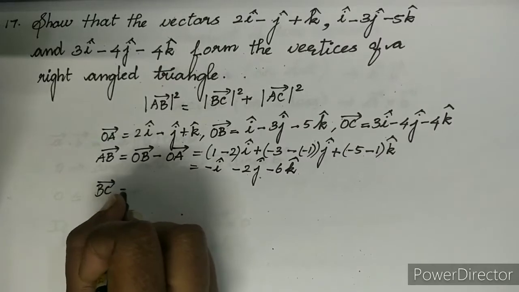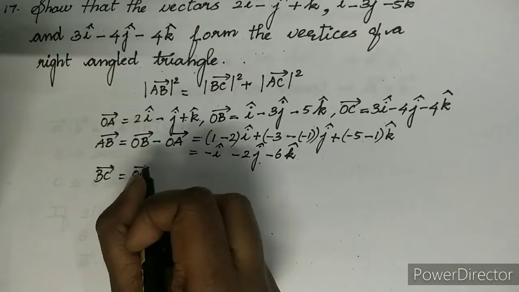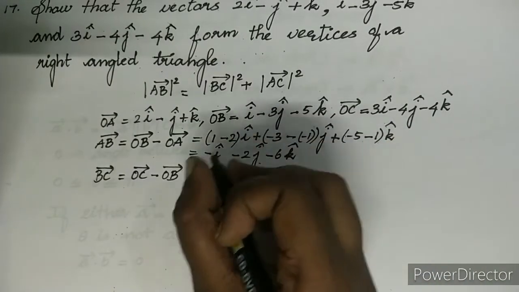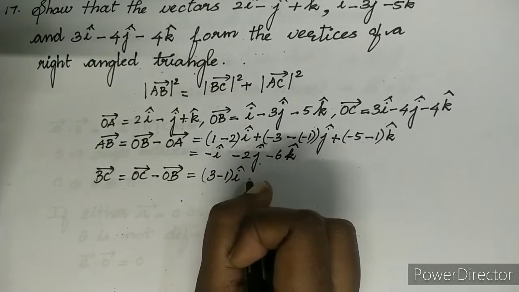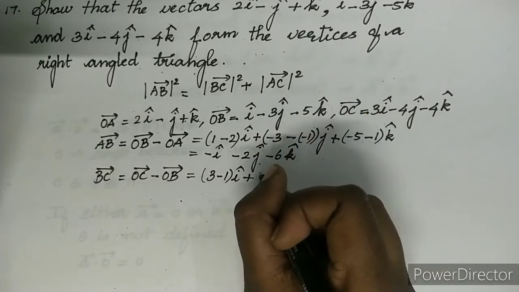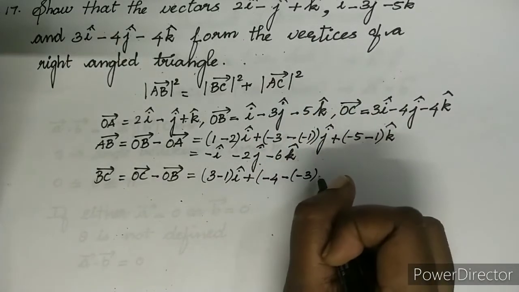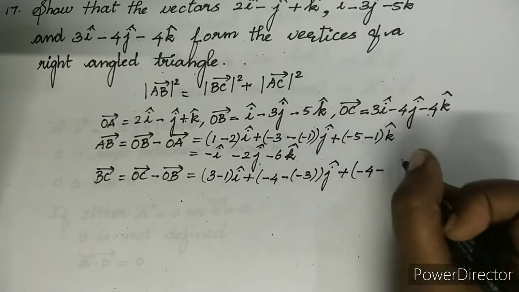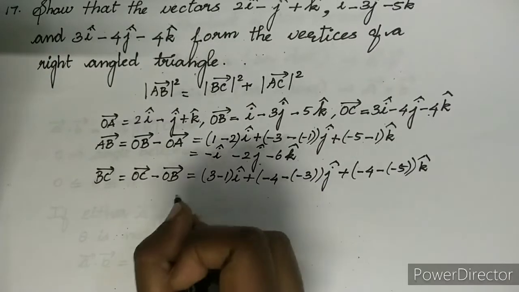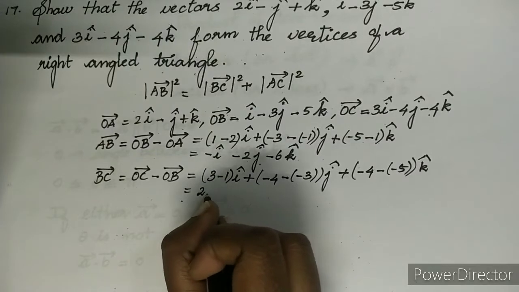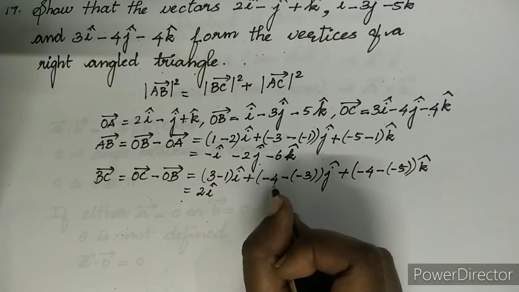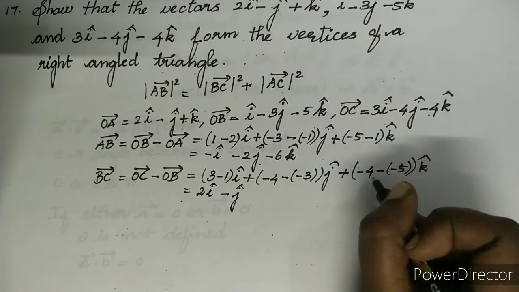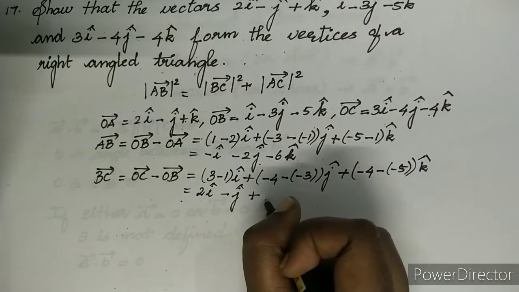BC vector is OC vector minus OB vector, that is 3 minus 1 i cap plus minus 4 minus minus 3 j cap, minus 3 j cap plus minus 4 minus 5 k cap, which is equal to 3 minus 1 is 2, so 2 i cap, minus into minus plus, 4 minus 4 plus 3 is minus 1 j cap, minus into minus plus, minus 4 plus 5 is 1, so 1 k cap.